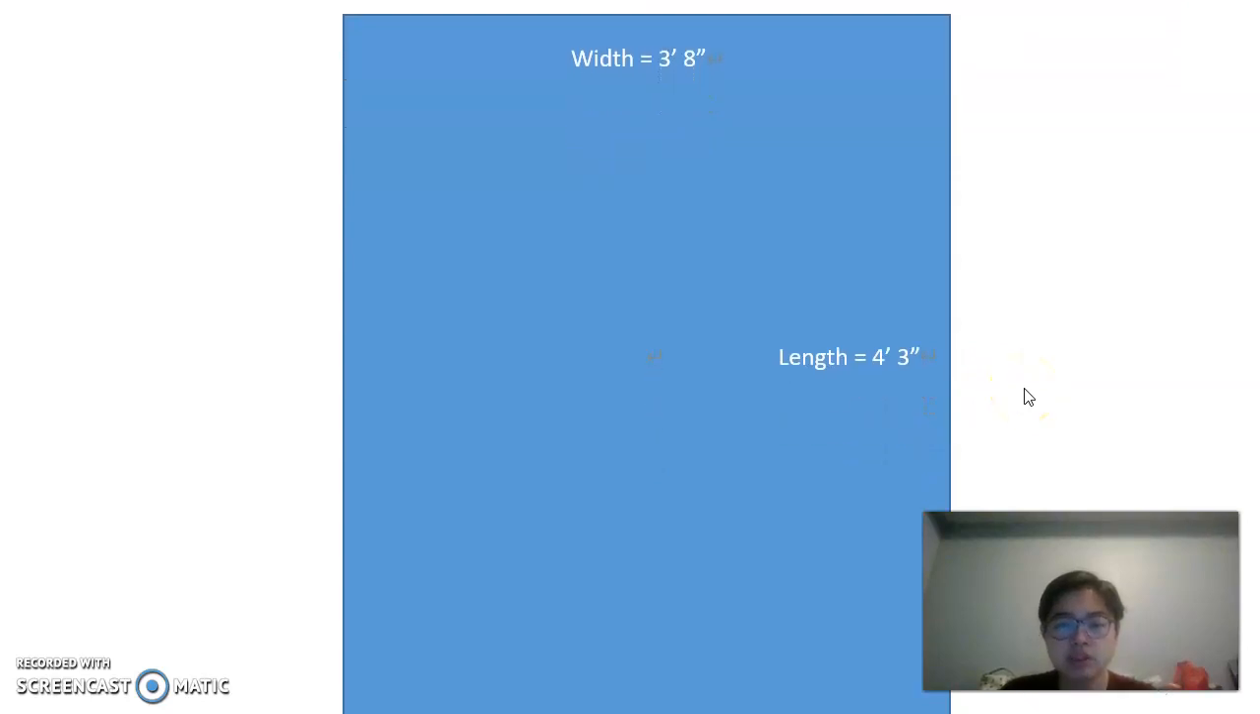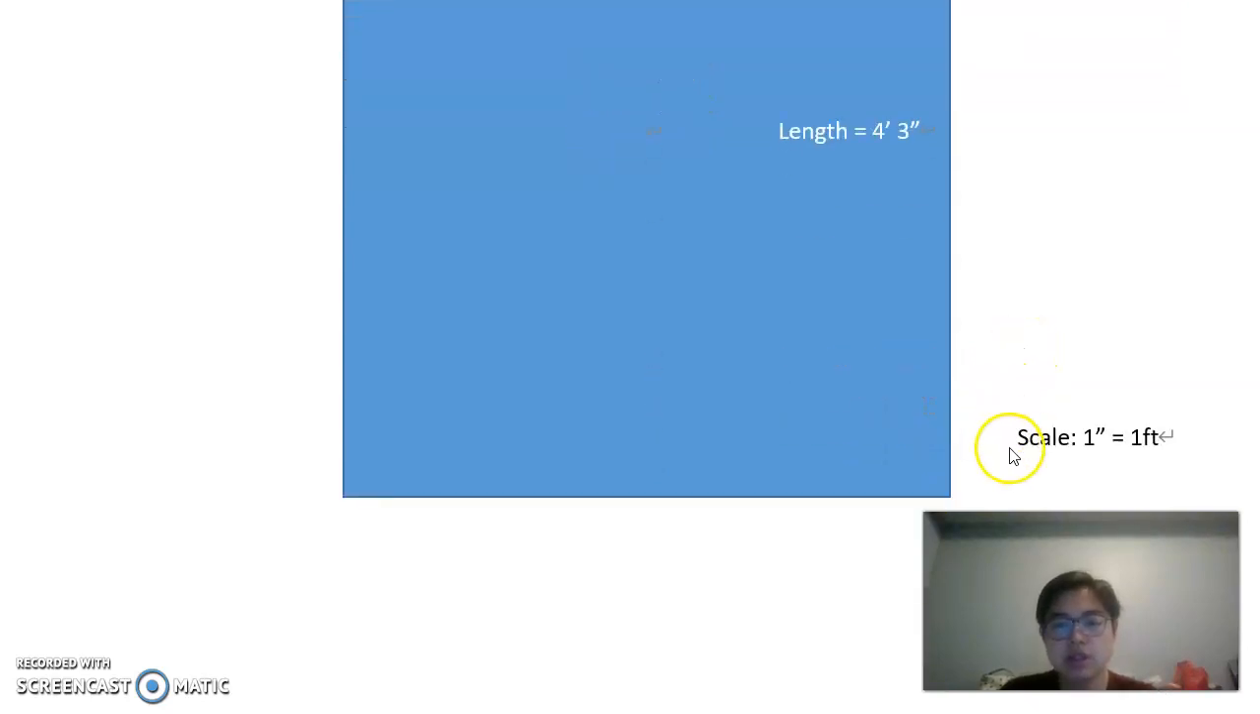And the final drawing is here. But lastly, we need to write down the scale, which is 1 inch equals 1 foot.